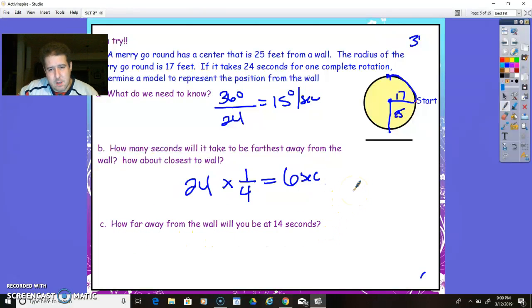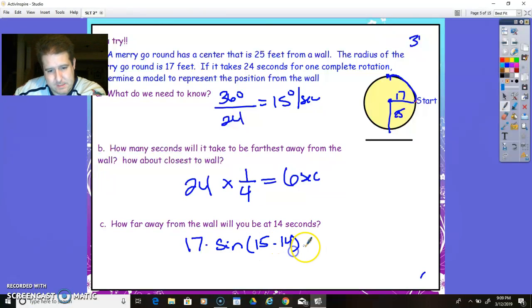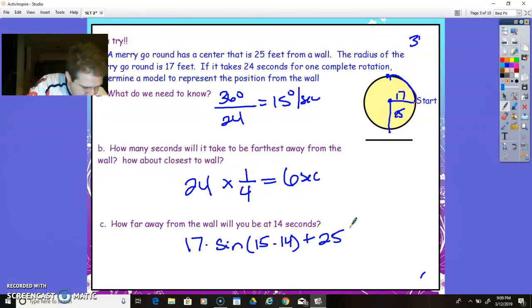How far away from the wall will you be after 14 seconds? So after 14 seconds, we put that in our equation. So that's radius times sine of degrees per second multiplied by the amount of seconds, plus the center height. And voila, we've got our answer. Sine of 15 times 14. Now keep in mind, when you're doing 15 times 14, all you're really doing is figuring out the angle that you're going all the way around. In this case, the sine of 15 times 14 is going to be a number that's negative, so it's going to be adding something that's negative to the center height. And it's going to be 16.5.